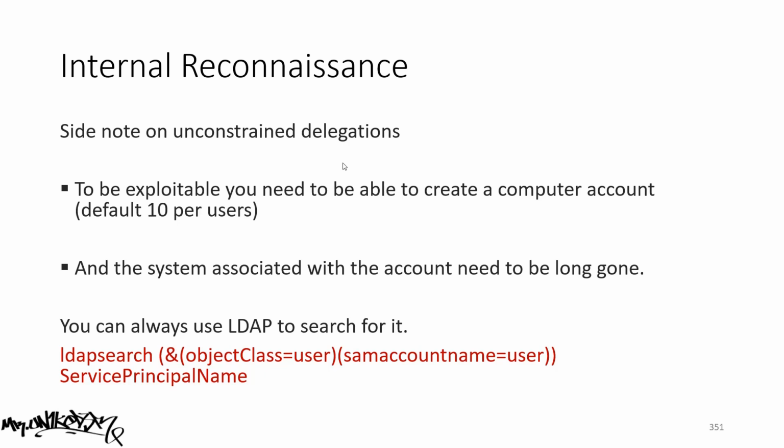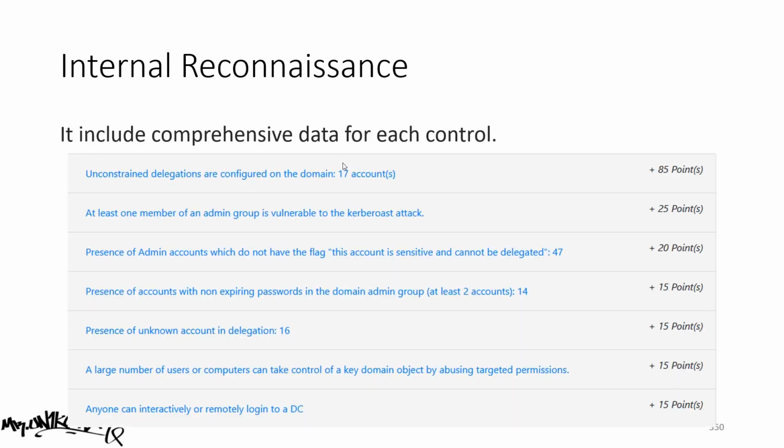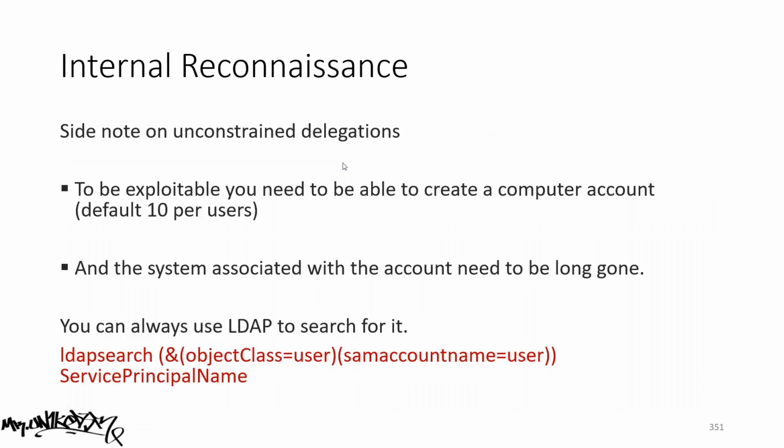Sign-off on unconstrained delegation. To be able to exploit it, you'll usually need one weakness that is also usually reported by PingCastle, and it's the fact that users can create up to 10 computer accounts. To be able to do it, you need to find an unconstrained delegation to an account or a computer that does not exist anymore. You kind of do it for yourself, so you assign it to you, right? So it always needs a chain of events.